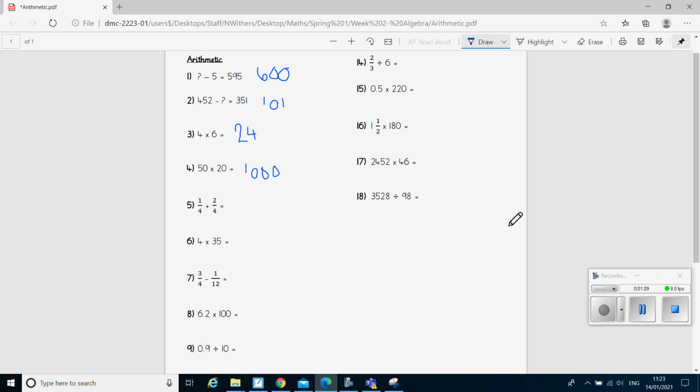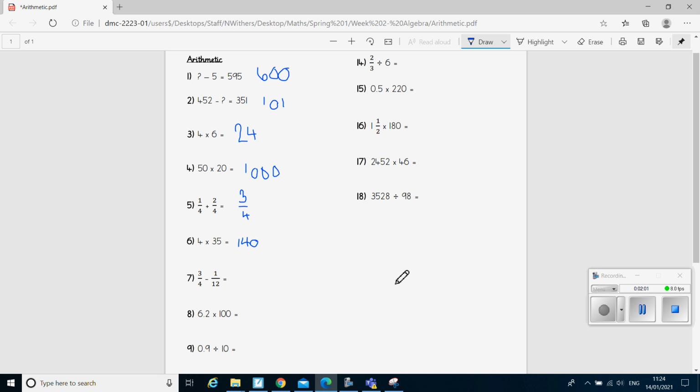Question 5, we are adding fractions. Really straightforward with this one. They have already got the same denominator, so all we need to do is add the numerators together and the denominator will stay the same. So 1/4 add 2/4 gives us the answer 3/4. Okay, question 6, it was a short multiplication. The answer is 140 for that.